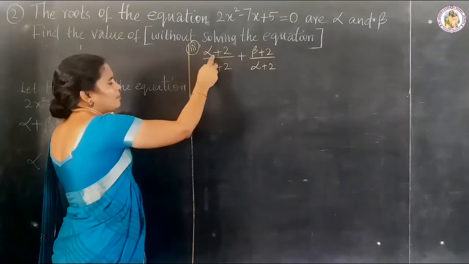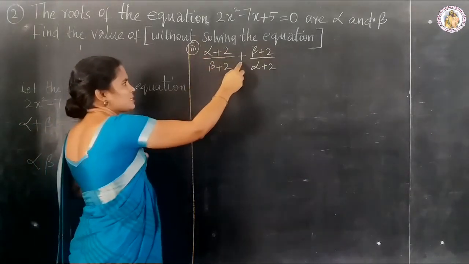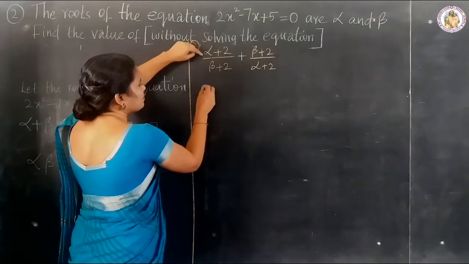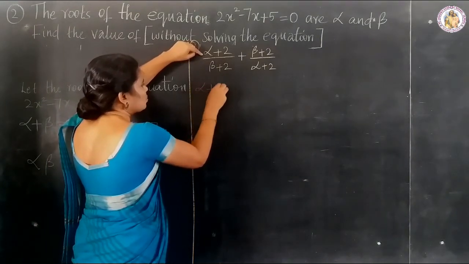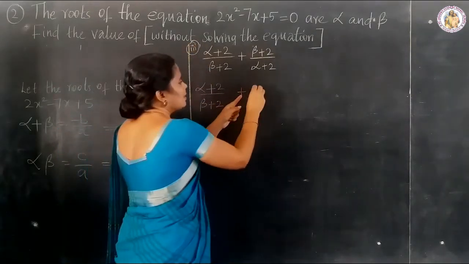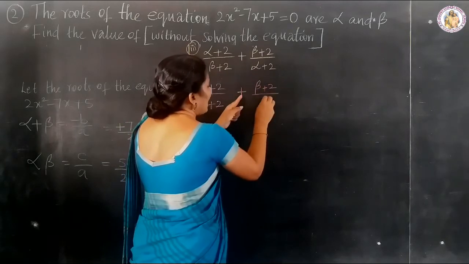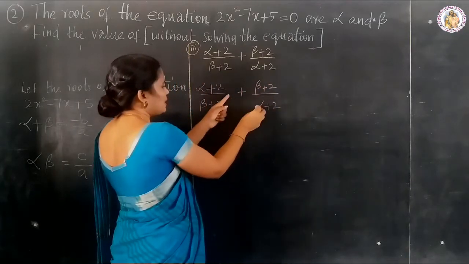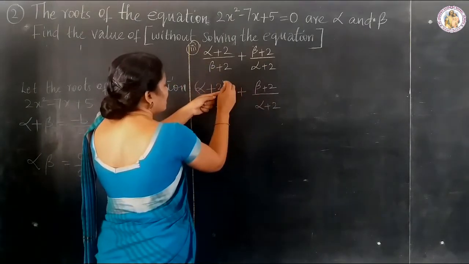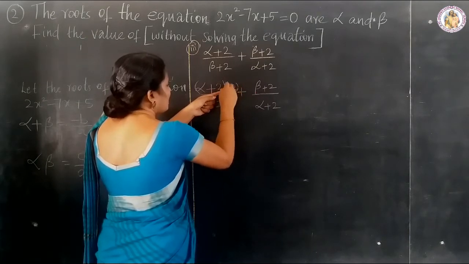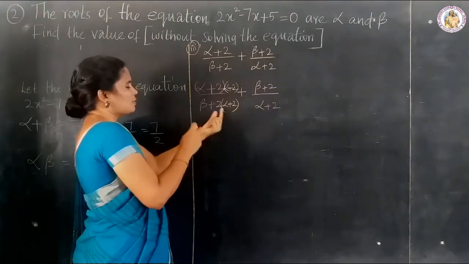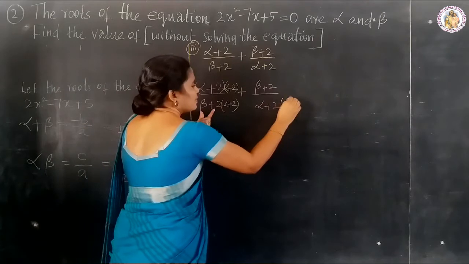Question number 3. Alpha plus 2 divided by beta plus 2 plus beta plus 2 divided by alpha plus 2. Now cross multiply, within bracket. So alpha plus 2, and both numerator and denominator are multiplied with alpha plus 2, and this side is multiplied with beta plus 2.